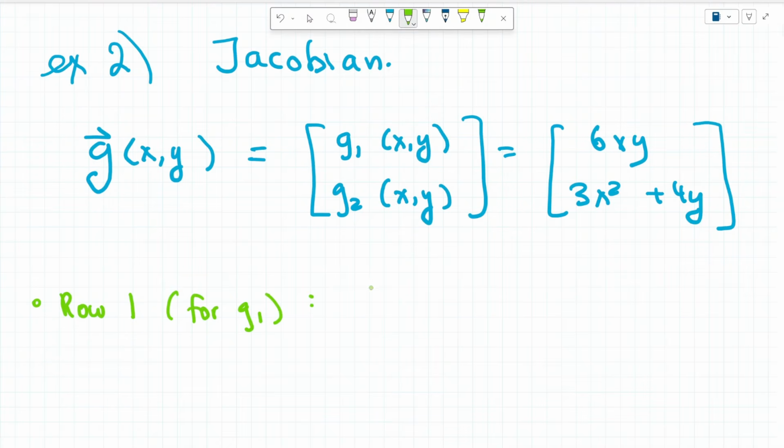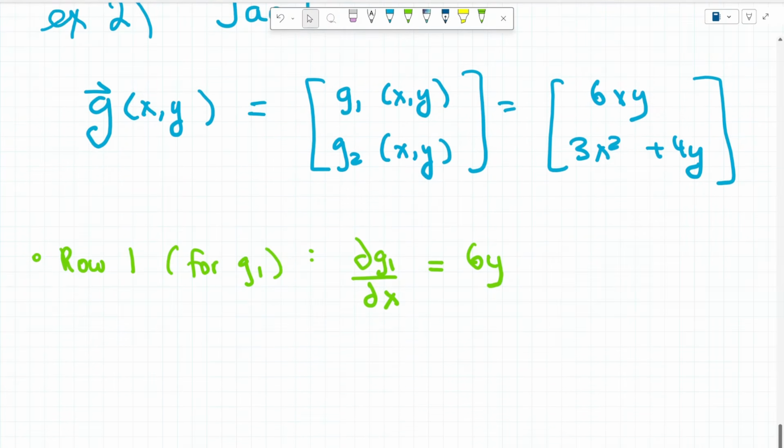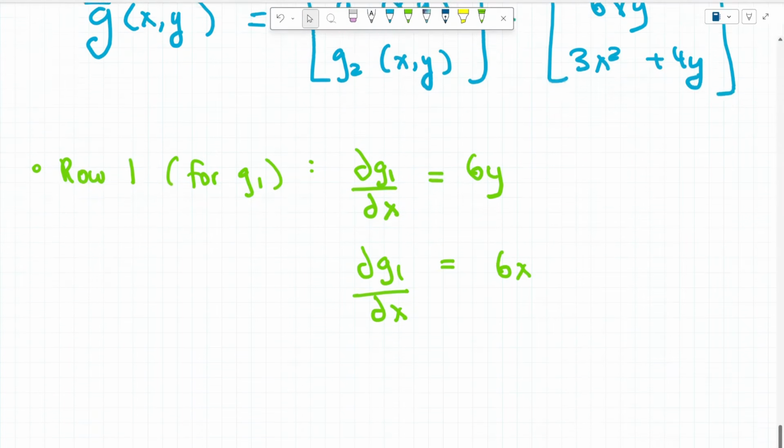And then here we have our first partial derivative of g1 with respect to x, and this is going to equal 6y because we're keeping y constant. And then let's do the same with respect to y. So now we want to find the derivative with respect to y. This is going to give us 6x. So we've done our row 1.